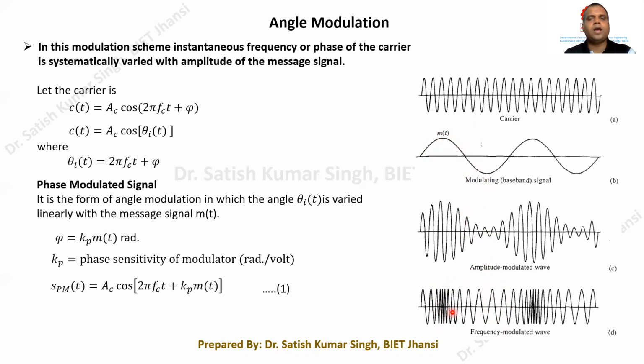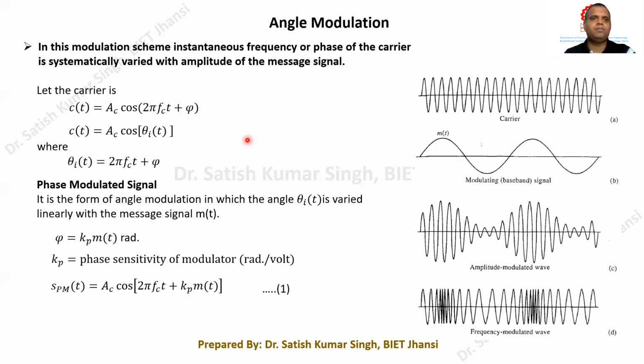Similarly, we can also show how phase modulation is done. In phase modulation, obviously the phase depends on the message magnitude. Whenever there is a maximum magnitude, there will be a maximum phase change, and if there is a minimum magnitude, there will be a negative phase change. We can look at that from the corresponding equations.